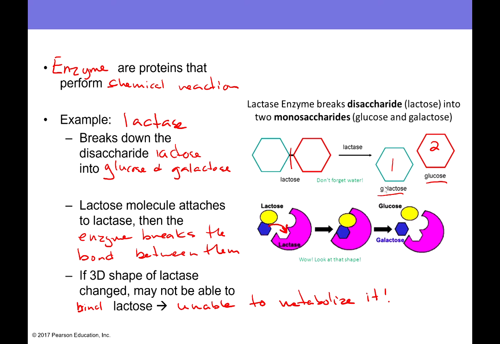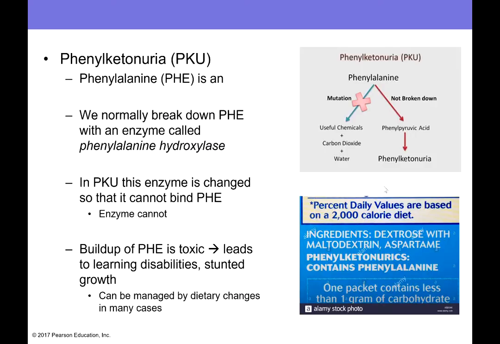But were a mutation to occur, let's say right here, that changed the shape of this protein, then the lactose would no longer be able to bind. And so you would lose the ability to metabolize lactose. This happens in a disease called phenylketonuria, or PKU. This is a genetic disease where you lose the ability to break down an amino acid called phenylalanine.